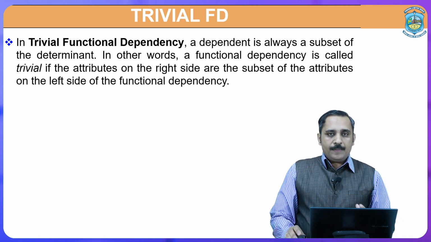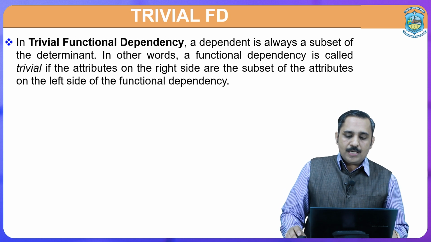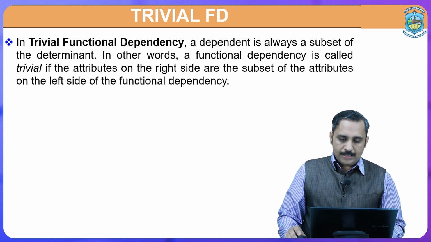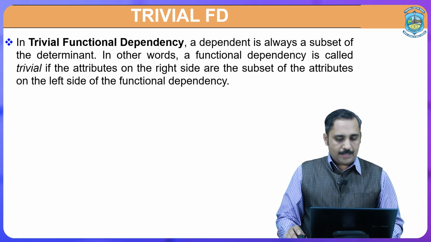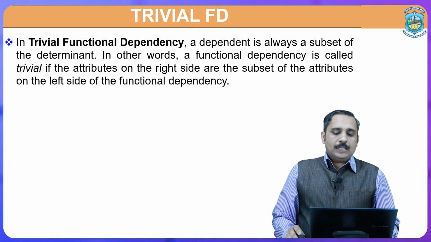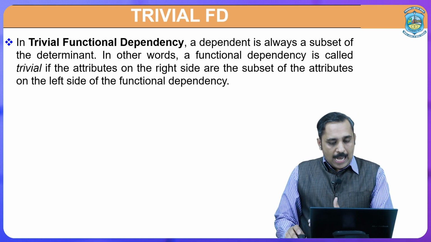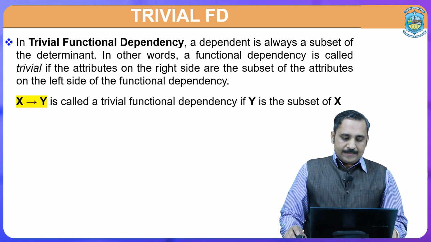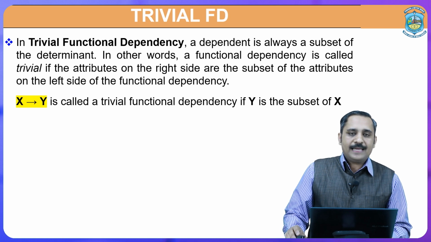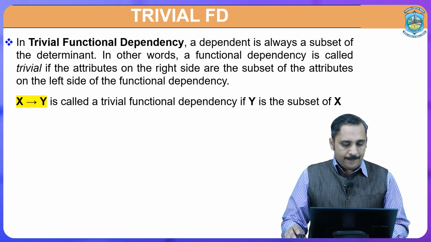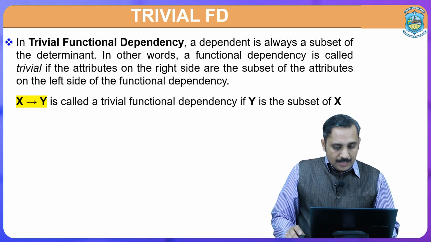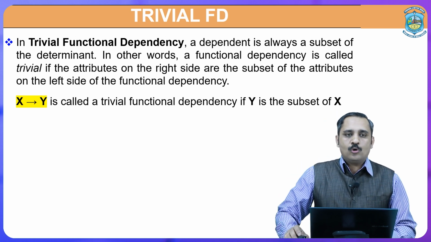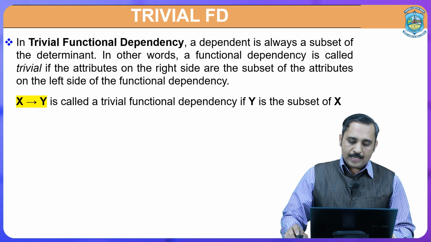In a trivial functional dependency, a dependent is always a subset of the determinant. That means the variable which depends on the value of a determinant is always a subset or a part of that whole value of the determinant. In other words, the RHS is a subset of the attributes of LHS. If we have a functional dependency, say x arrow y, this is trivial when y is a subset of x. That means the value of y belongs to the values of x.